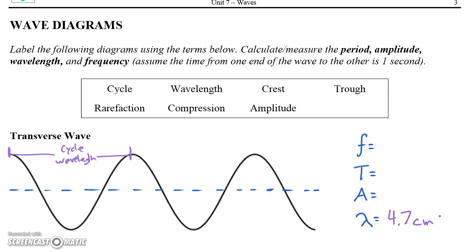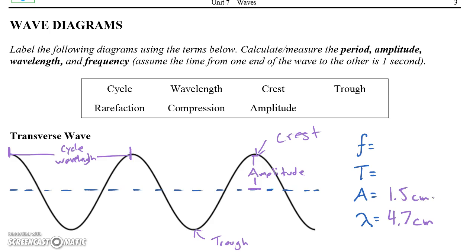The peak of a curve actually has a proper name, which is a crest. And then a trough is when it's displaced to the bottom. So we've got crest and trough. Now rarefaction and compression don't relate to a transverse wave, so we'll leave that for the longitudinal. And then our last thing is amplitude. The reason this dotted line is here is to show our rest position, which would be right in the middle, so we get our amplitude measured from that, and I would measure that to be about 1.5 centimeters.